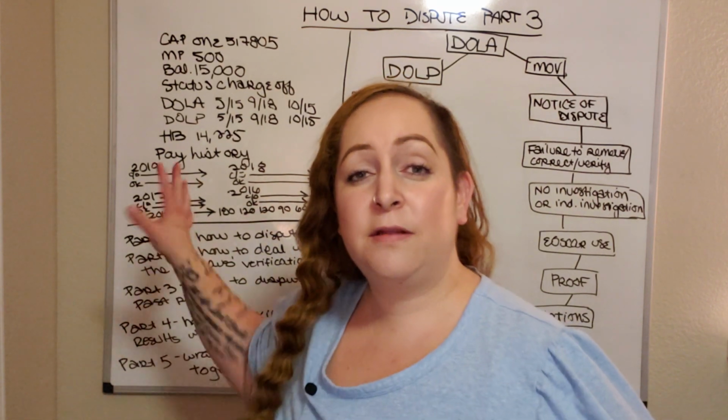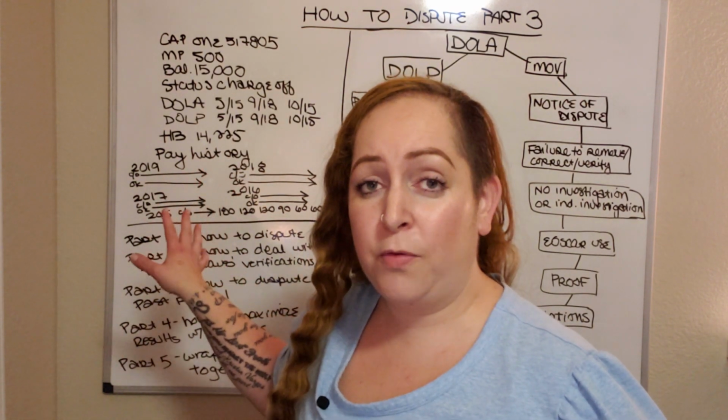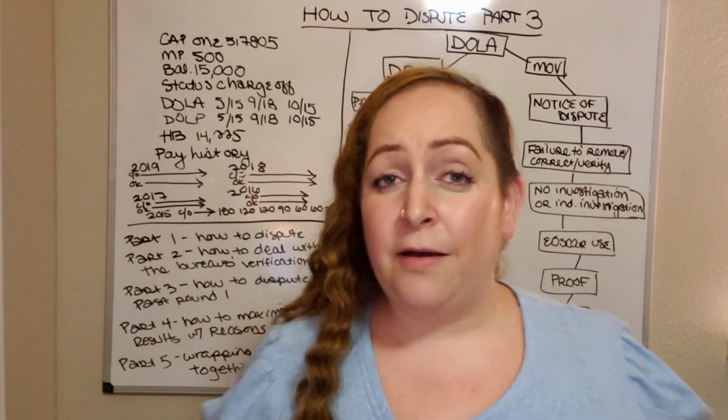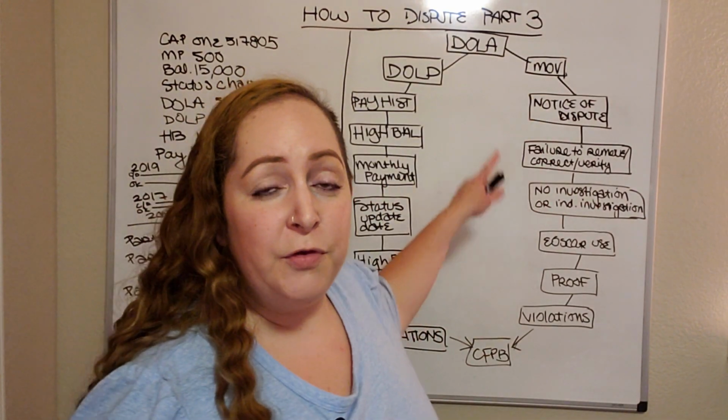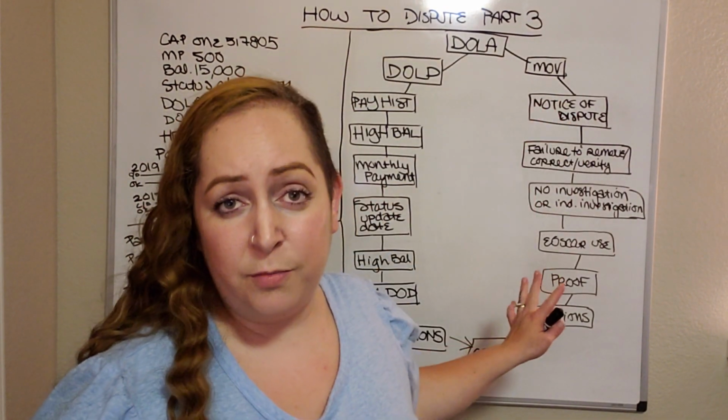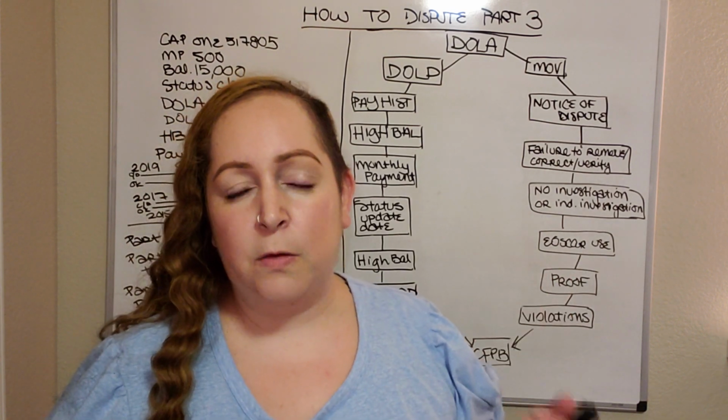Okay, so we are still dealing with this example account, the Capital One, all this information. We now know the flow of your reasons versus how you can attack the bureaus. Now, what are the reasons that we would use?